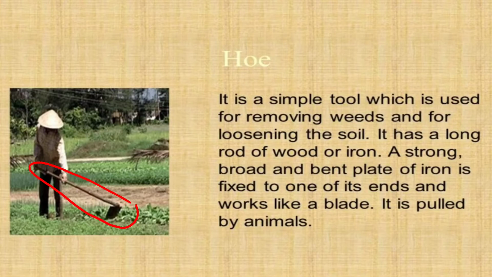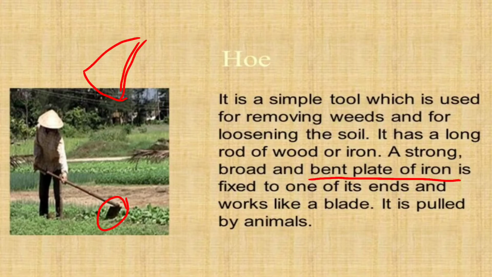See here, only this part is like this. These are the bent iron plates which we have here, fixed to one end. So this is a tool with a wooden structure and iron plates, held by the man, and it is used for removing weeds and for loosening the soil.